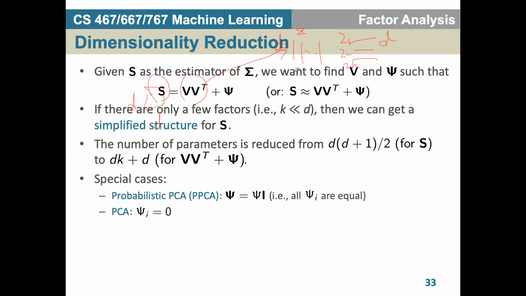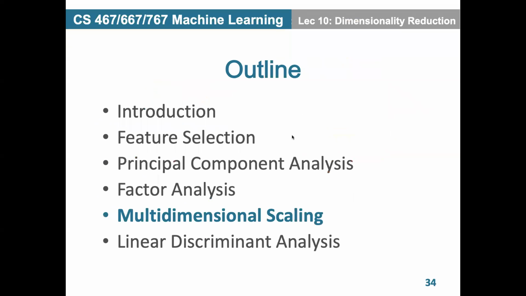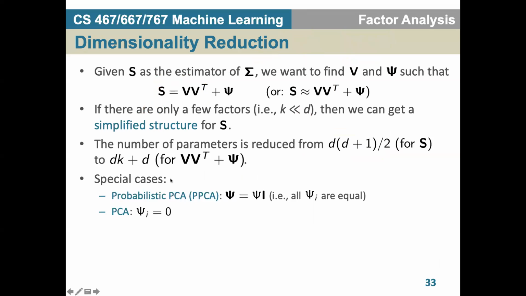So now you can describe S, instead of D square, using D times K for V, and K times D for V transpose, but that is the same thing as V. So you only need D times K plus D. This D cannot be saved because this is the diagonal noise on the data. So you can reduce from D square to DK in some sense. Think about D as 1,000: D square is 1 million, DK with K of 10 is just 10,000. That's a huge saving in the parameters needed to describe the data.